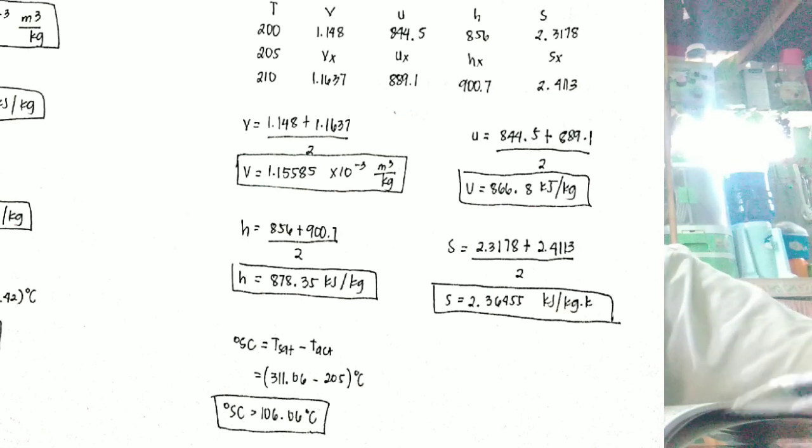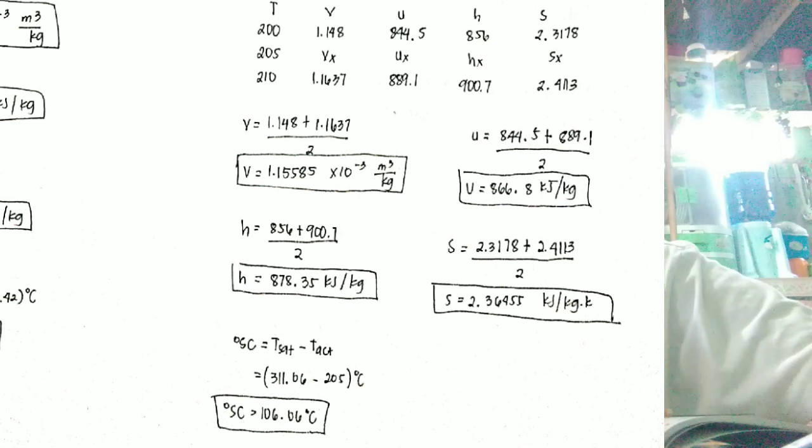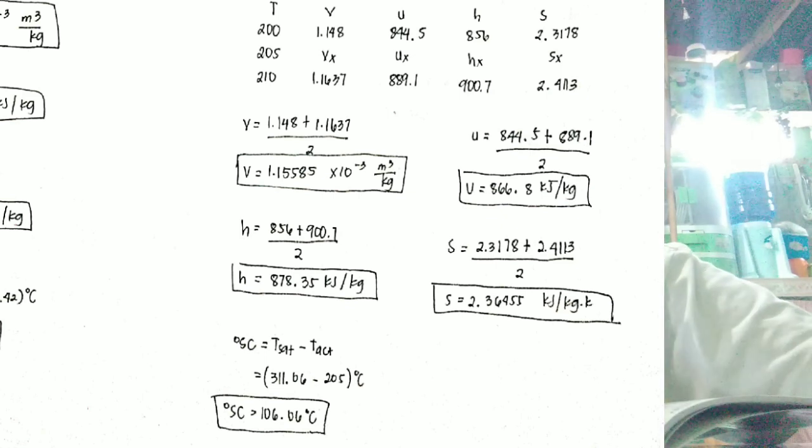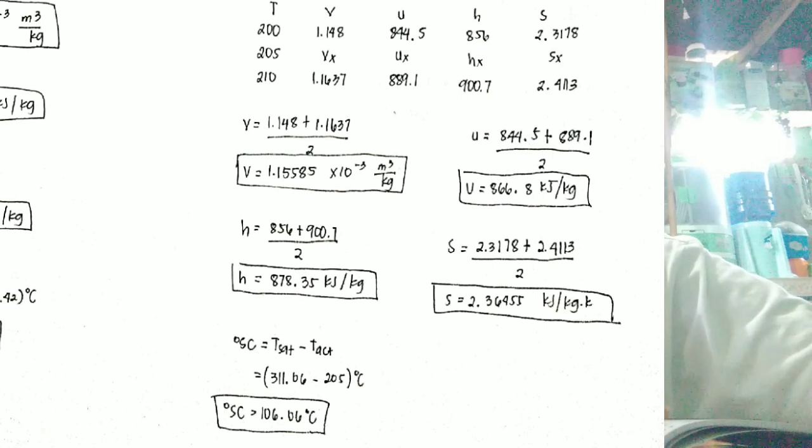So, let's move to the H. Same approach: H equals the H value of 200, which is 856, plus the H value of 210, which is 900.7, over 2. So 856 plus 900.7 over 2, we can get the H value of 205 as 875.35 kilojoules per kilogram. So we have now obtained our H.